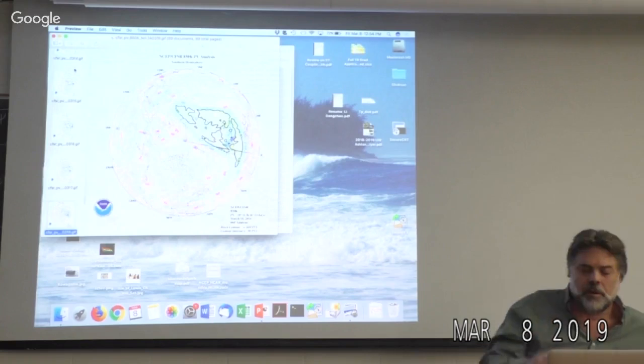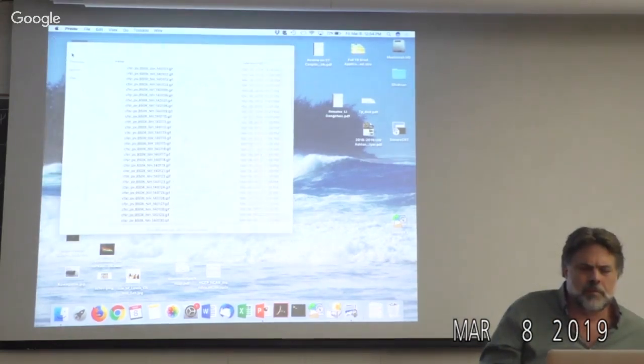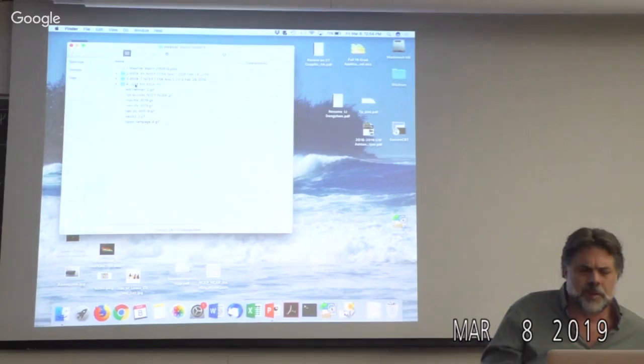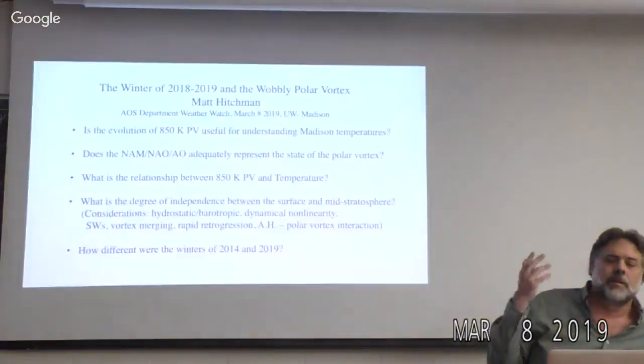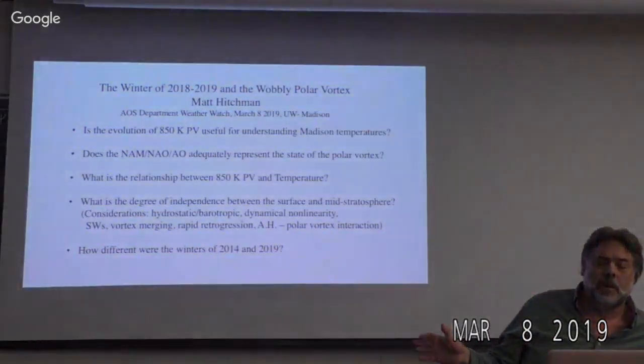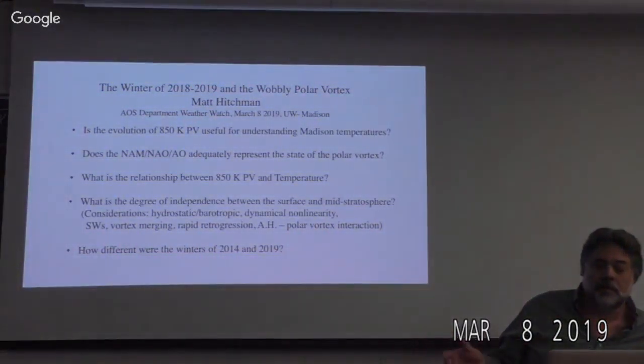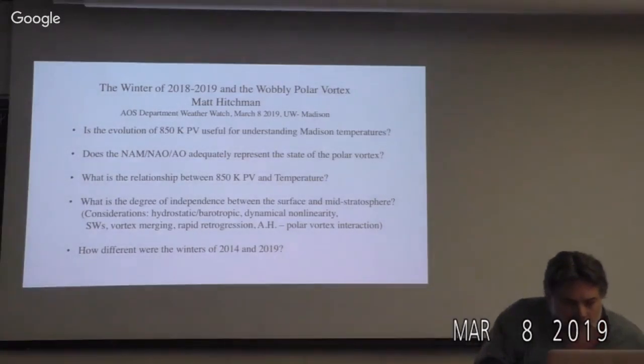And then, I won't belabor this. I probably have it in the slides, but it might be interesting to look at a couple of them. I was just thinking about the theory of vertical coupling. If you know what the stratosphere is doing, then you have predictability skill for the wobbliness of the polar vortex in the troposphere. That's the idea, right?